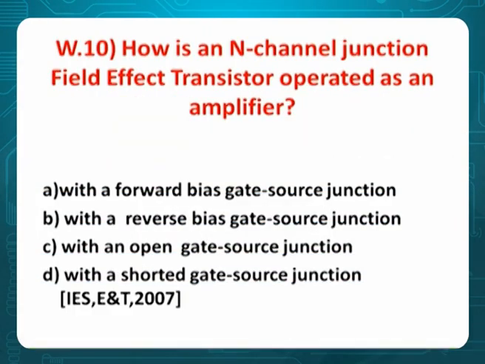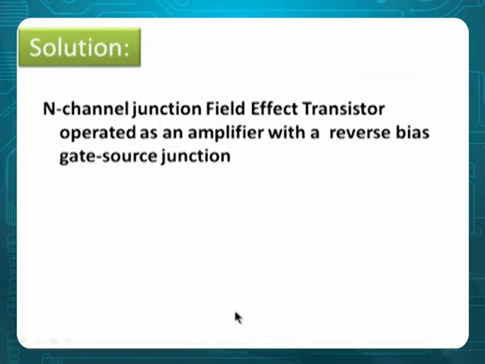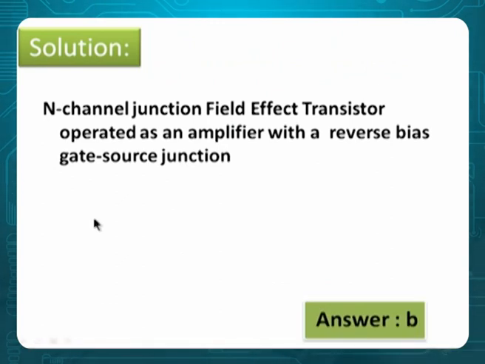10th problem. How is an N-channel field effect transistor operated as an amplifier? With forward bias at gate, no. With reverse bias at gate, yes. With open circuit gate junction, with a short circuit gate junction. So with this, you can say option is with reverse bias at gate. So reverse bias at gate has become the best option. That's about JFET.